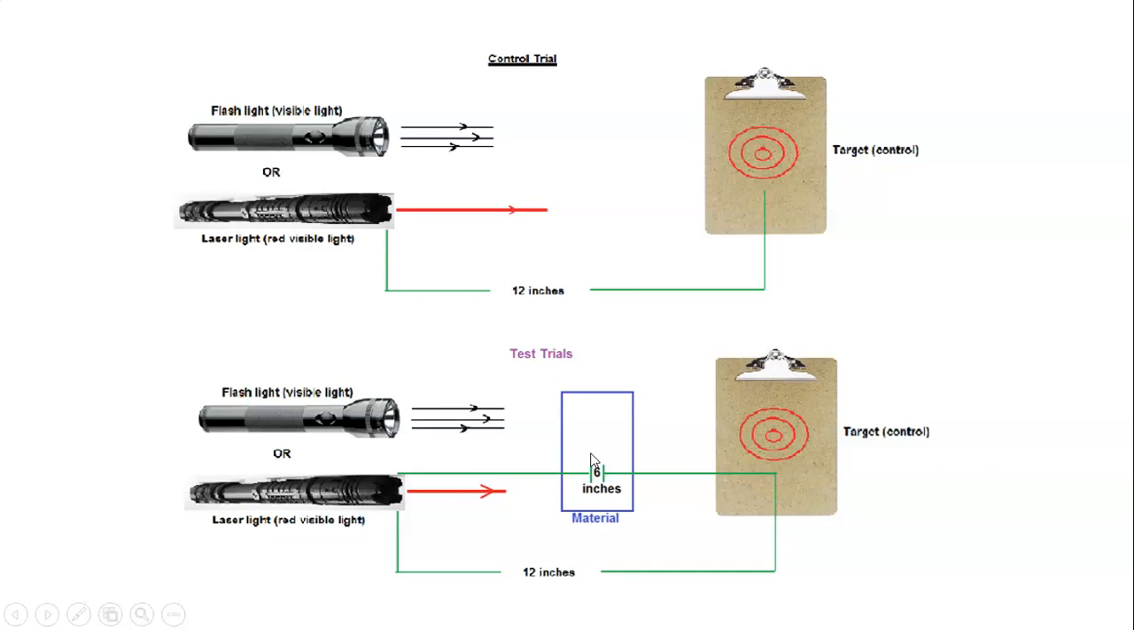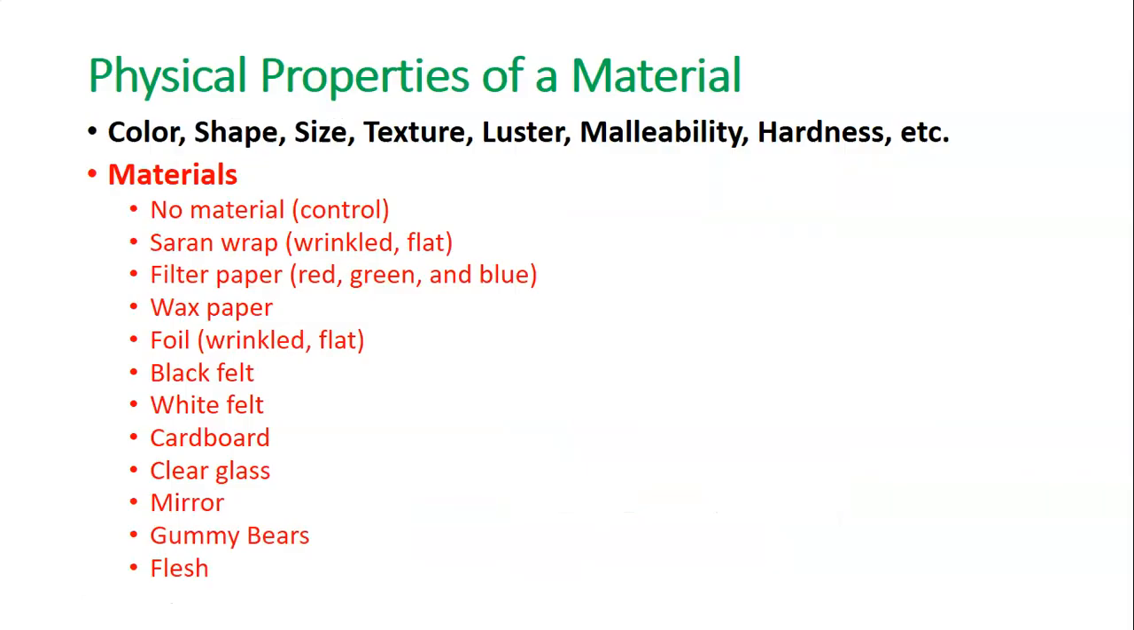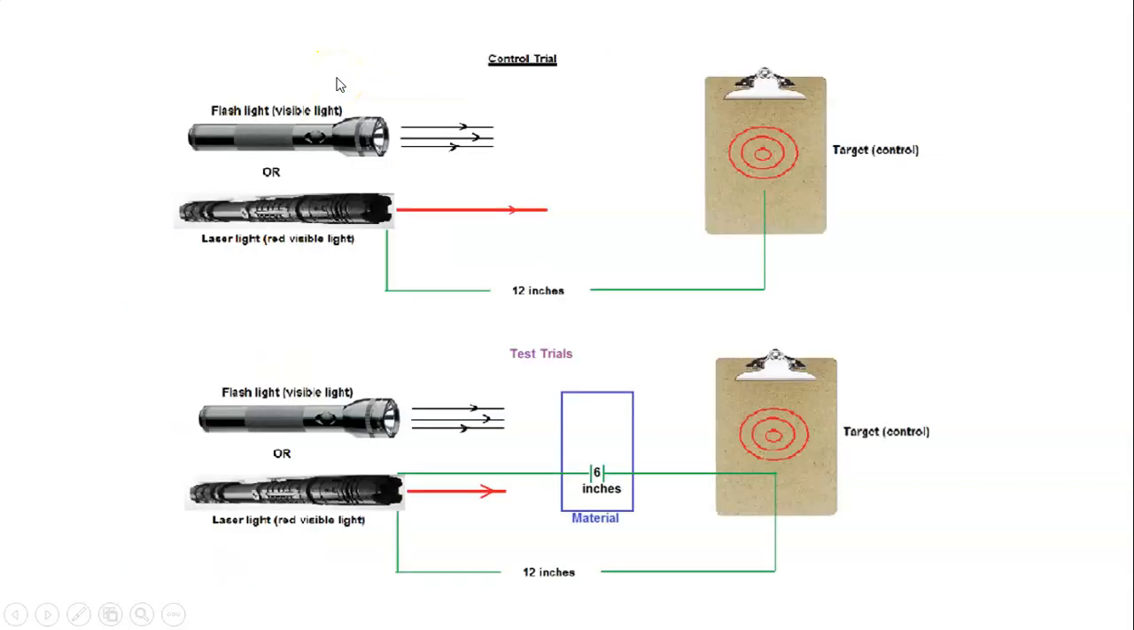And what is it that you're changing about the material? Well, you're changing the color, the malleability, the luster, the texture of the material. In other words, you're changing the physical properties of the material. So then what is it that you're observing, monitoring, keeping track of? You're observing, monitoring, and keeping track of the target. Does it look different than the control? So you know what the white light would look like if it was shining directly on the target without interference of an object, a material in between. Same thing with the red visible light.